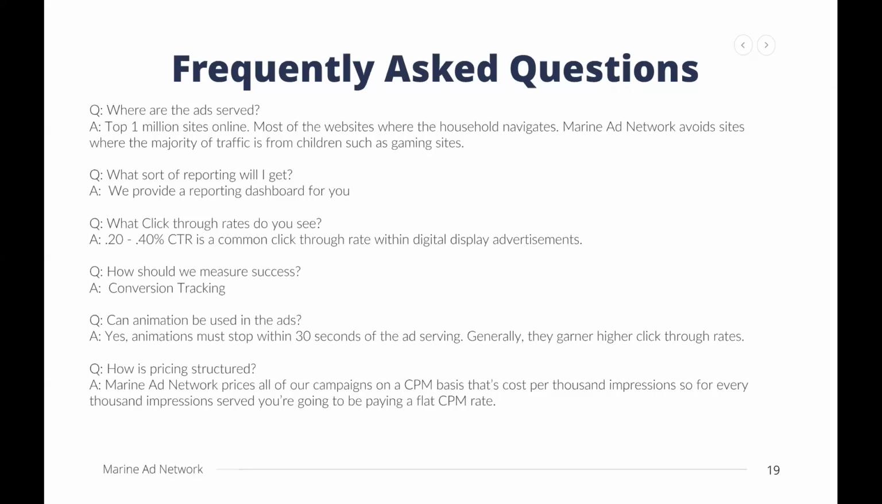And then how is pricing structured? So we price all of our campaigns on a CPM basis. So that's cost per 1,000 impressions. So for every 1,000 times your ad is shown on a website, you're going to be paying a flat CPM rate. And so that's how we charge. We don't charge by click. We don't charge by conversion or anything like that.